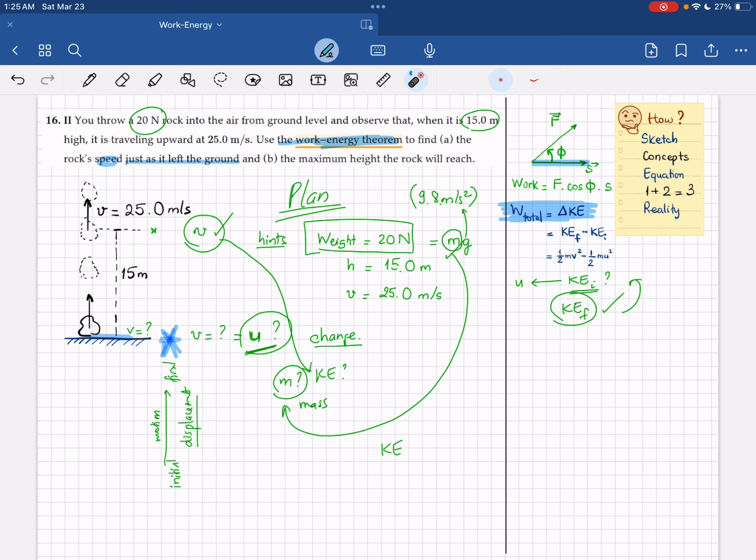Okay, so when it travels upward like this, which force is acting on the rock? They didn't mention anything about air resistance here, right? So in this case, when you see that it isn't mentioned, the air resistance will be negligible. It means that we just don't care about it. It just goes to zero, kind of.